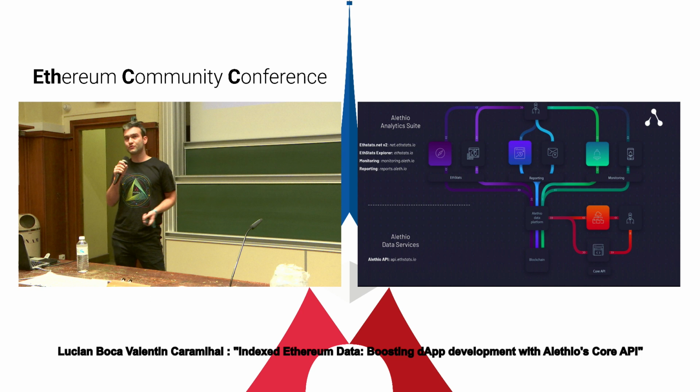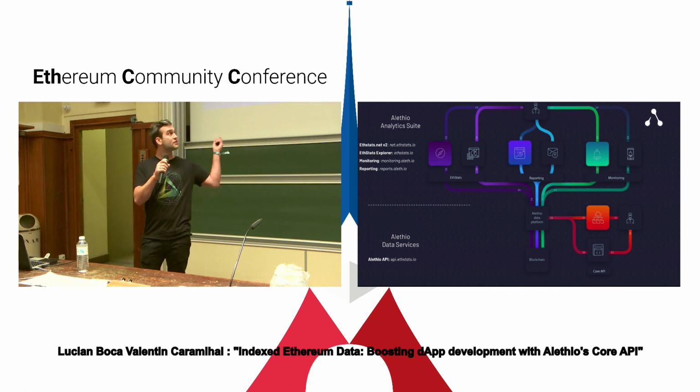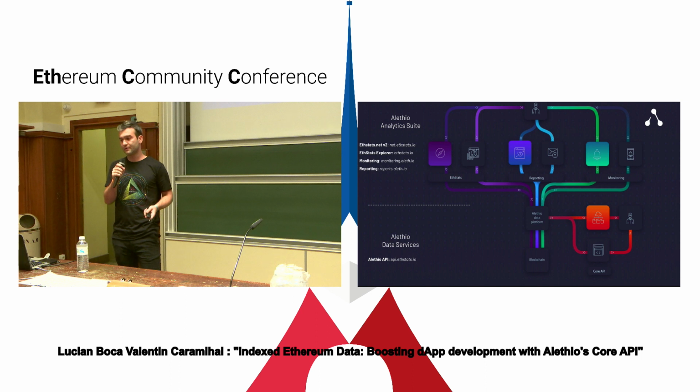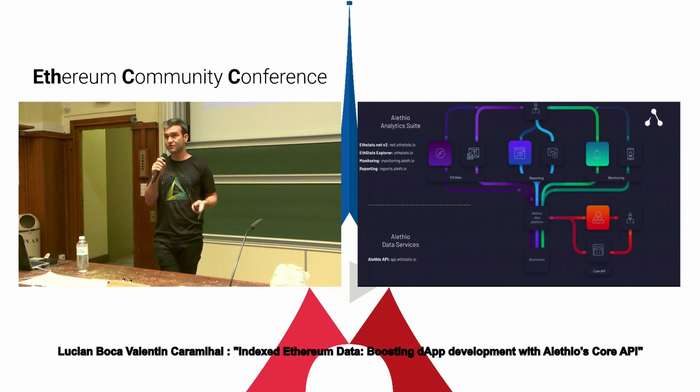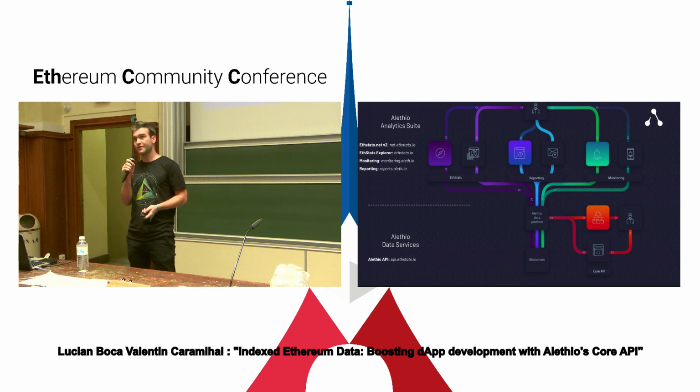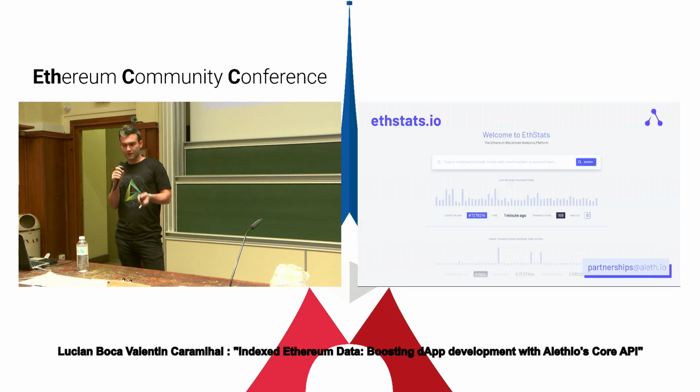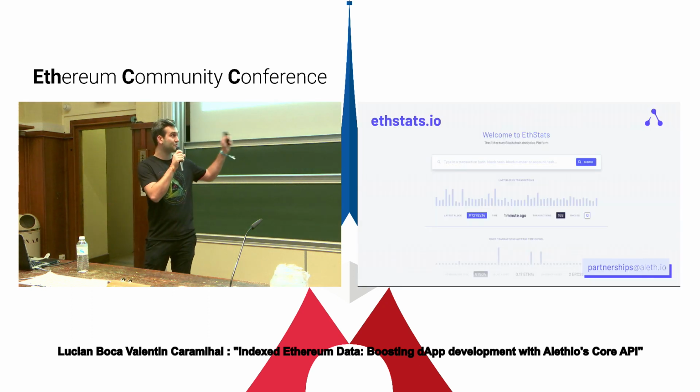So we built a number of tools based on this platform. The first one that we released 3 months ago is the EthStats Block Explorer. It's in beta, so you can check it out. I'll show the link in a second. And we're excited to announce 2 more tools in the suite, Alessio Monitoring and Reporting. So I'll briefly go over it because there's not enough time to demo it.